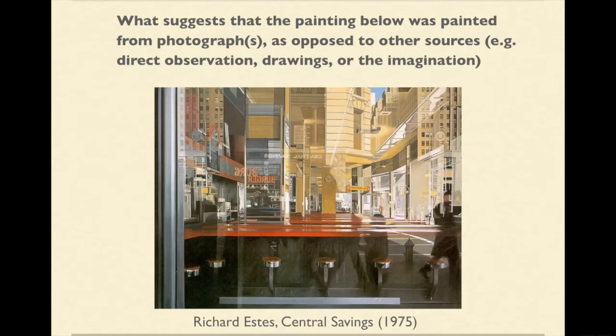So when you look at this image, I want you to consider what about it suggests that it was painted from a photograph. Some of the suggestions that it is painted from a photograph is the fact that it's highly detailed and it's of a scene that is quickly changing. So it would be very difficult, it would be impossible to make this without a photograph.